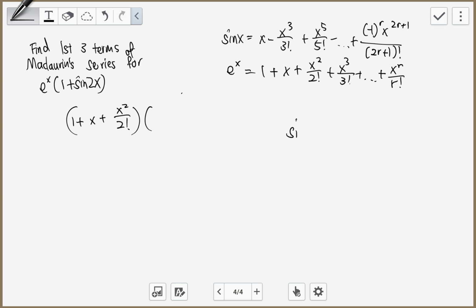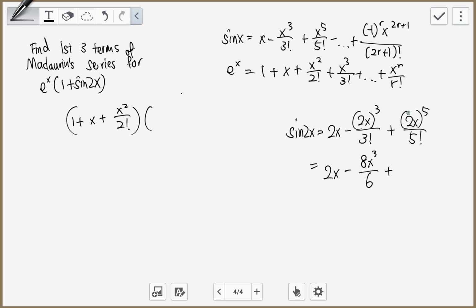But what is my sin 2x? My sin 2x is just, you replace x with 2x here: 2x minus (2x) cubed over 3 factorial plus (2x) to the power of 5 over 5 factorial. We will get 2x minus 8x cubed over 6 plus 32x to the power of 5 over 5 factorial, which is 120. So the expansion for sin 2x is 2x minus 8x cubed over 6 plus 32x to the power of 5 over 120.